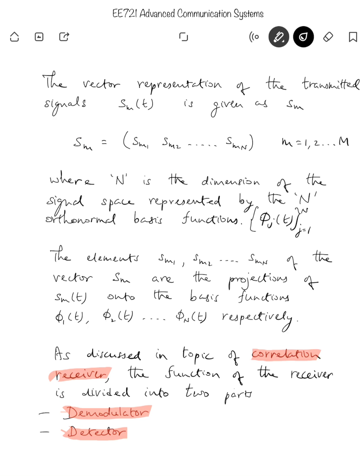In the case of the received signal, it has to take a received signal R of t and convert it to its vector representation R1, R2, and up to Rn in the n-dimensional space. And then the job of the detector is to make a decision as to which could be the possible transmitted signals by observing the received signal vector. Okay, so we have been talking about that in the last lecture, and our focus in the last lecture has been on the demodulator, where we discussed the correlation type of demodulator.